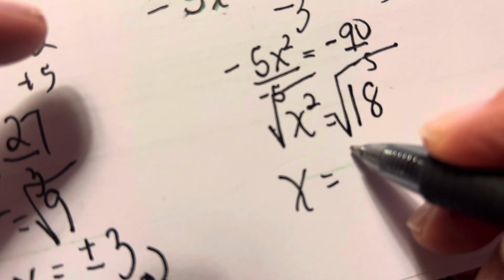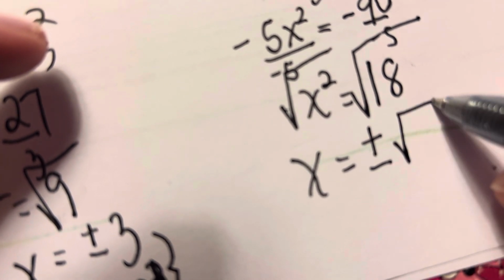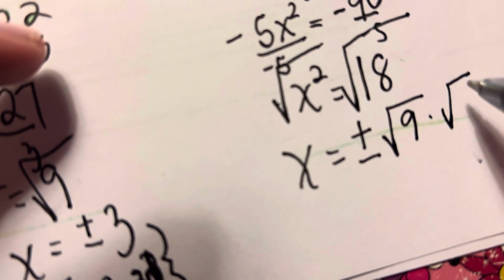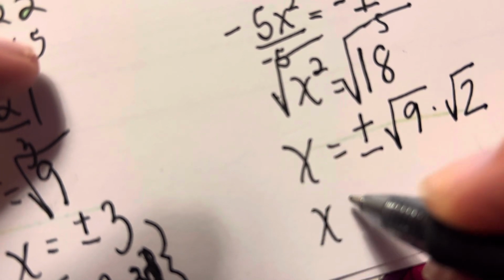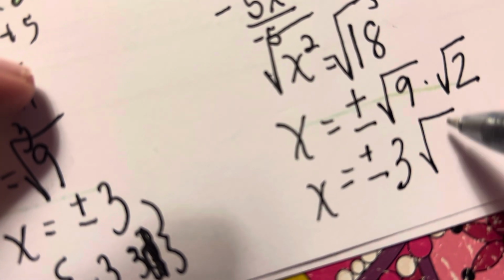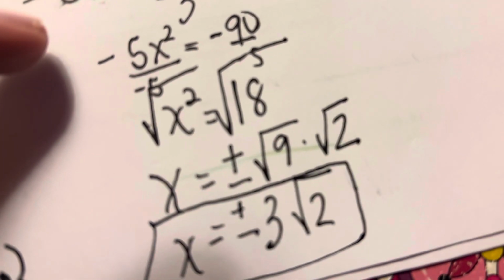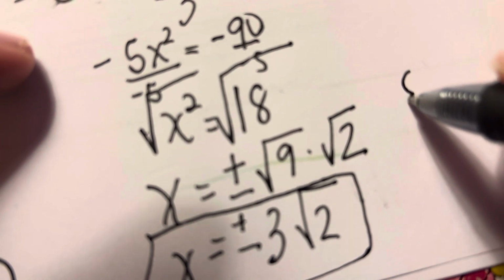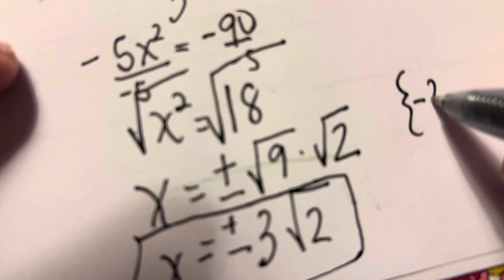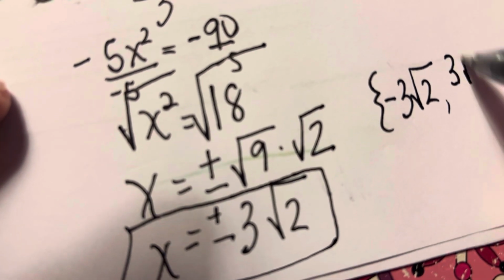So x will equal plus or minus. There's a perfect square in there, 9. And then x will equal plus or minus 3 times the square root of 2. That's the answer, or you can write it this way: -3 square root of 2, +3 square root of 2.